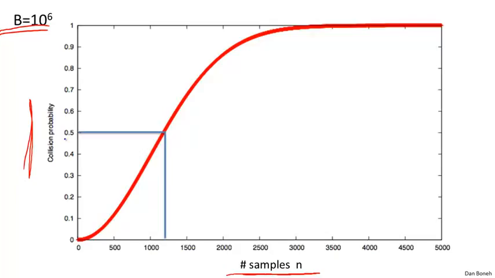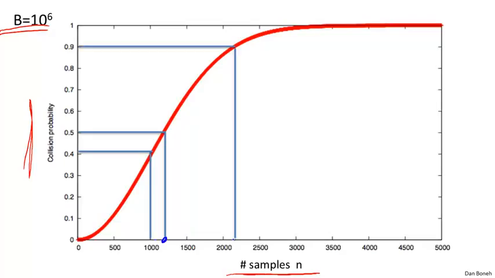So we see that the probability of 1/2 happens around 1.2 square root of b, roughly 1.2 square root of b. And you see that if we look at exactly square root of b, the probability for a collision is around 0.4 or 0.41. And you notice the probability goes up to 1 extremely fast.